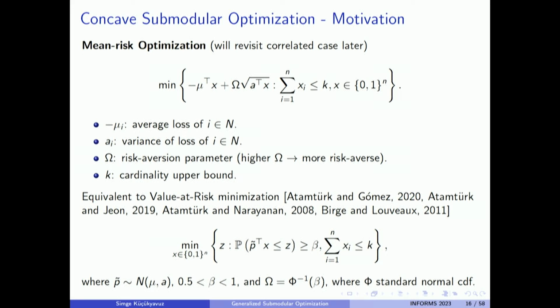This can also be seen as a value at risk minimization. This is a well-known result in portfolio optimization. It's a chance constraint type of problem where you're minimizing the value at risk Z such that the probability that your return is less than or equal to Z is greater than or equal to beta, where beta is a parameter between 0.5 and 1. And mapping it back to the original formulation, gamma will be the inverse of the standard normal CDF taken at this risk level beta.